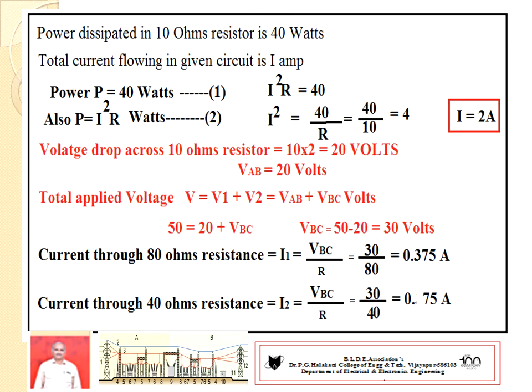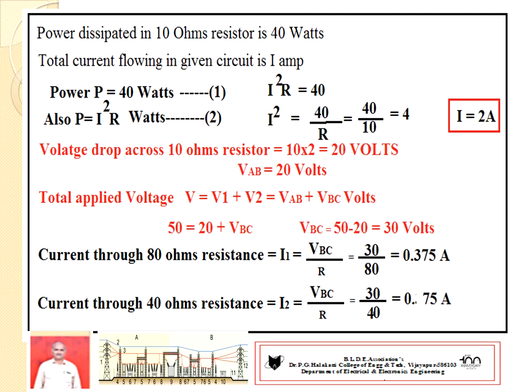Only here the understanding is which power expression should be applied as per the given condition of the problem. Sir, now power equal to 40 watts. This power is also equal to I square into R. Then you calculate the current value, I equal to 2 ampere. Once the current value comes, it is similar to the previous problem, sir. So first you calculate the voltage drop across the 10 ohms resistor, because you know the current. You know the current, you know the resistance value, it becomes 20 volts.